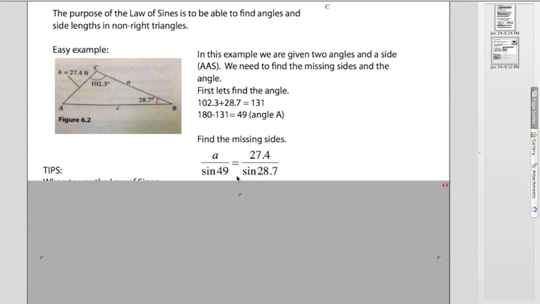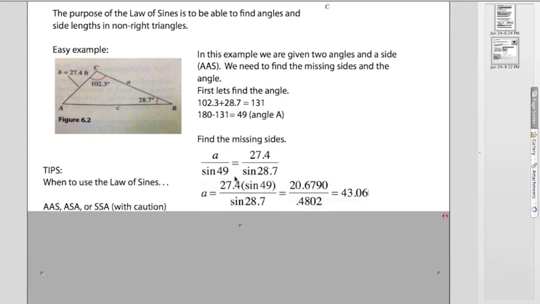I've got a proportion. I'm going to cross multiply. So we have a equals 27.4 times the sine of 49. Basically I multiplied by sine of 49 on both sides. I simplified that value first and then divided to make sure I didn't make any careless mistakes. And that turns out to be 43.06 feet for side length a.